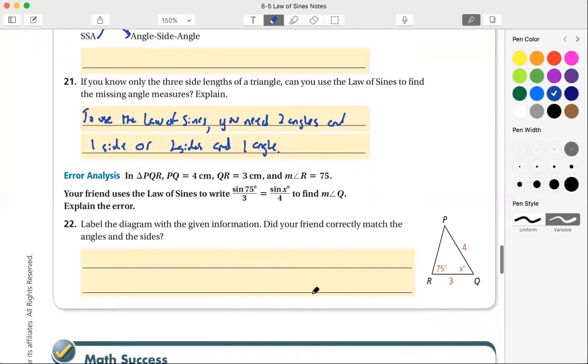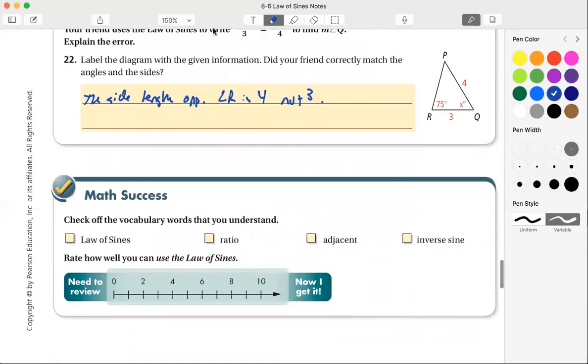All right, so your friend uses the law of sines to write this to find Q. What's the error? The side length opposite angle R is 4, not 3. And that's the end of this section.